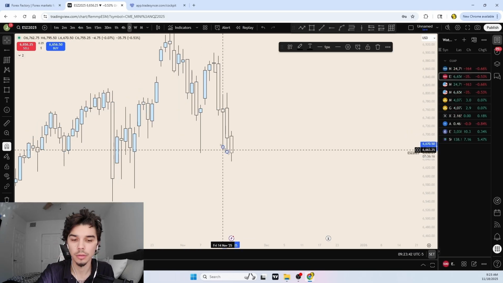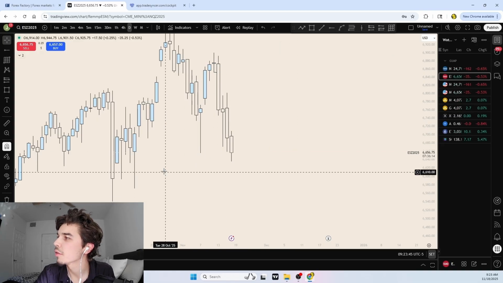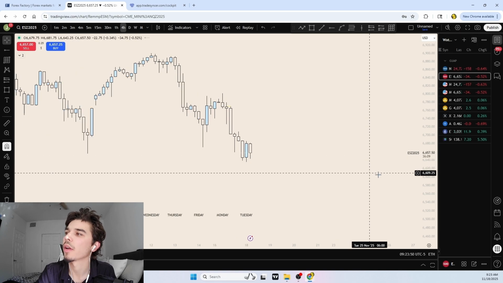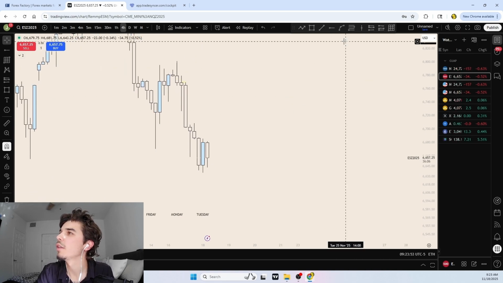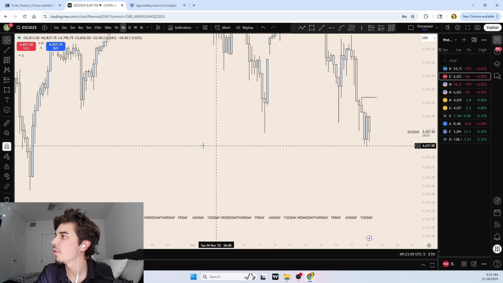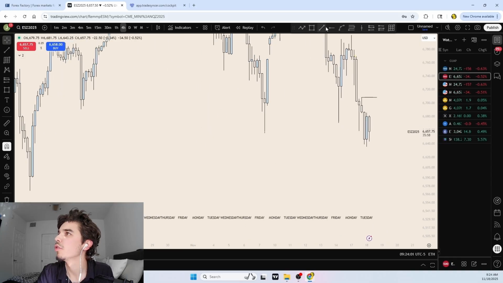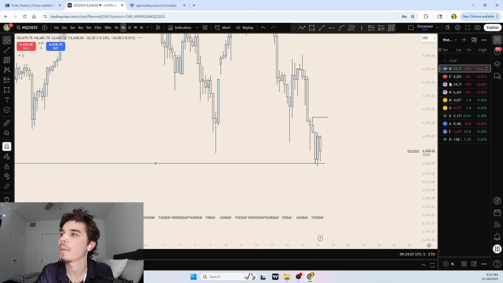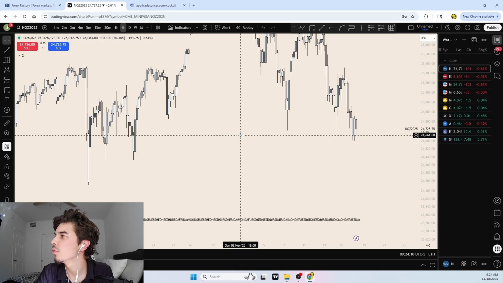Same thing with ES, not really seeing much. Don't expect us to go towards this high because we rejected the fair value gap, so that high should be protected. Coming down here, we do have this 4-hour intermediate high. And to the left of us, we are rejecting this 4-hour fair value gap. So I want to see how price reacts off of these levels.